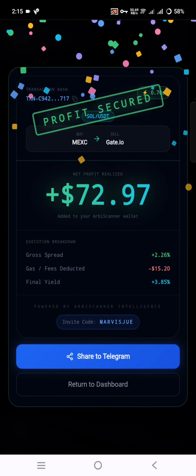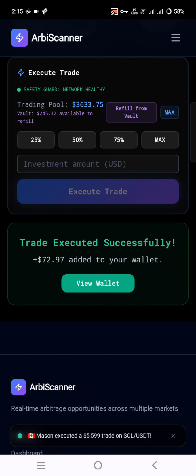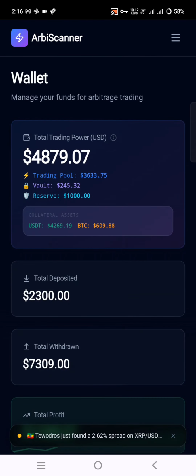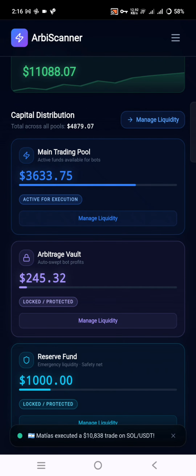Now wow, we just made a profit of 72.97 USD. That is our net profit, and that is what has been added to our main wallet, guys. Return to the dashboard. You can see it is here. It says trade executed successfully, 72.97 added to your wallet. So let's view my wallet and see what we have. You can see now the total amount that we have is 4,879.07. That is the total amount we have after the profit was added, guys.